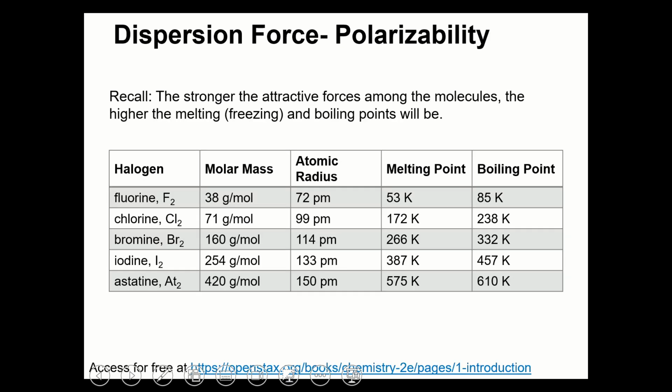So let's see that. The first thing that we talked about, remember, was the size. If we look at our halogens going down the periodic table, we're going to increase in molar mass. We're going to increase in the size of your atoms or your molecules as we go down. And what that will do is increase your melting points and boiling points, because remember, the stronger the attractive forces are, the higher your melting and boiling points will be.